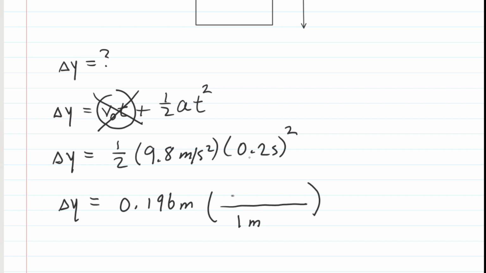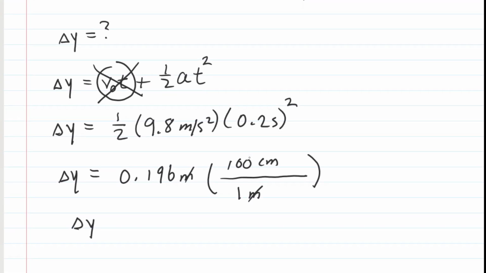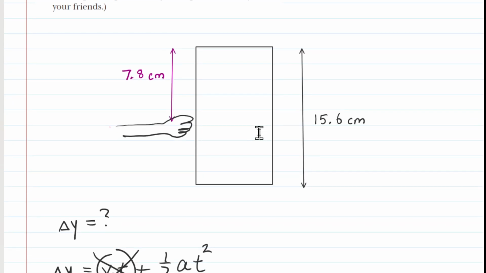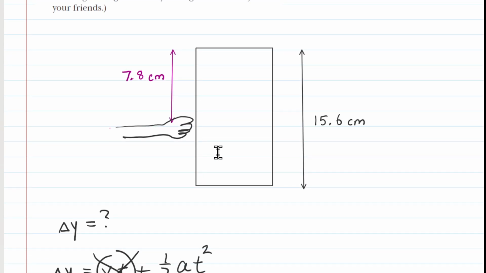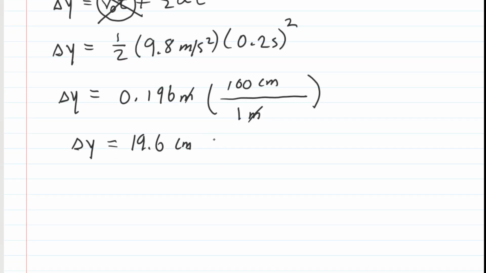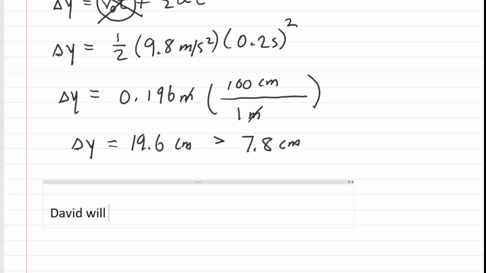Of course, we know 1 meter is 100 centimeters. So if we multiply by that conversion factor, we see that the vertical displacement of the bill is going to be 19.6 centimeters. Now remember, we said that if the bill falls more than 7.8 centimeters, he won't be able to catch it. Well, 19.6 is certainly greater than that 7.8 centimeters, and that means that David will not be able to catch the bill. His reaction time is just too long. So David will not be able to catch the bill.